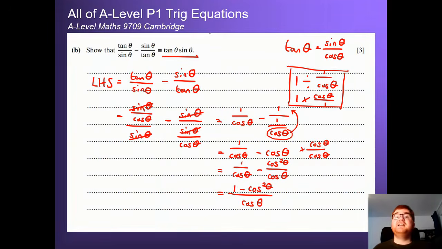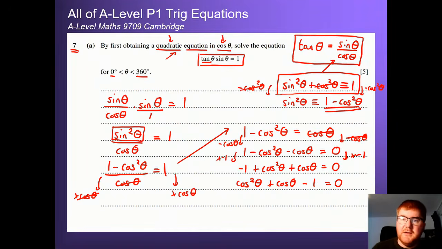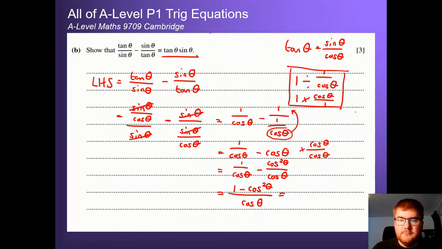You're probably still thinking at this point, it's not even looking like what I need, but hold the faith. So we can then use our identity from before. So if we go right back to this part, remember sine squared theta is the same as 1 minus cos squared theta. So with that in mind, I can change the top here to just sine squared theta.